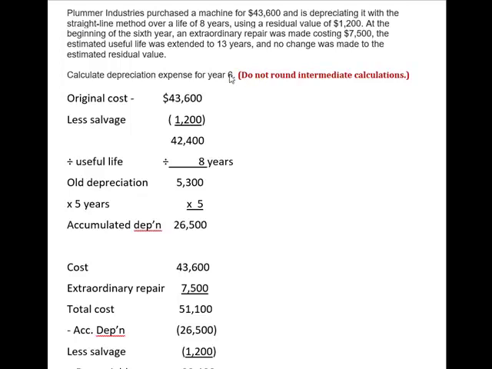And because we're making our change in year 6, we would have recorded 5 years worth of depreciation at this old original amount. In total, we would have recorded accumulated depreciation of $26,500 as of the end of year 5.